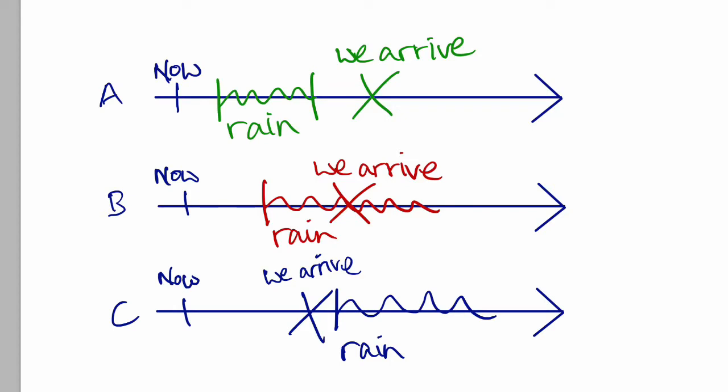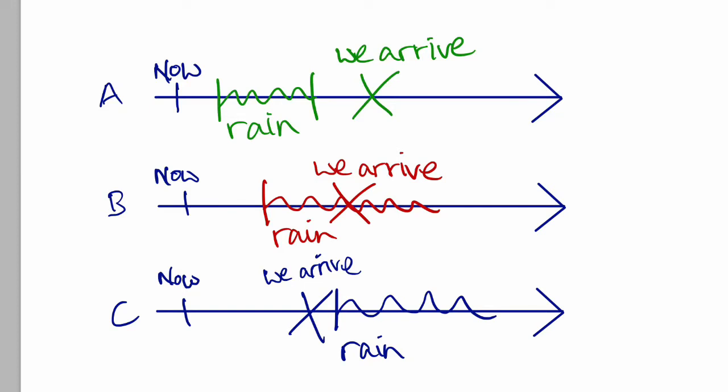Let's go through the answers. Number 1, it will rain when we arrive. That is timeline C. So you can see first we arrive and then it starts to rain. It will rain when we arrive.